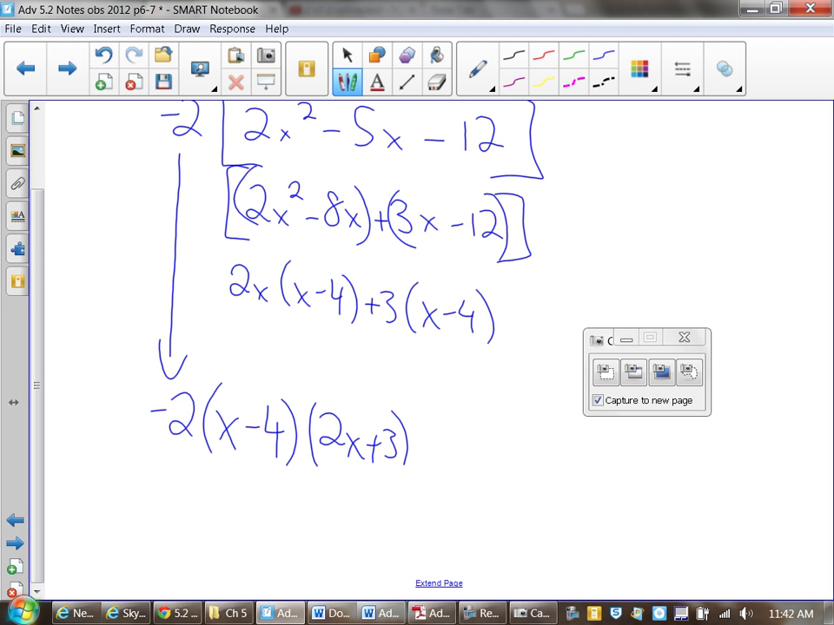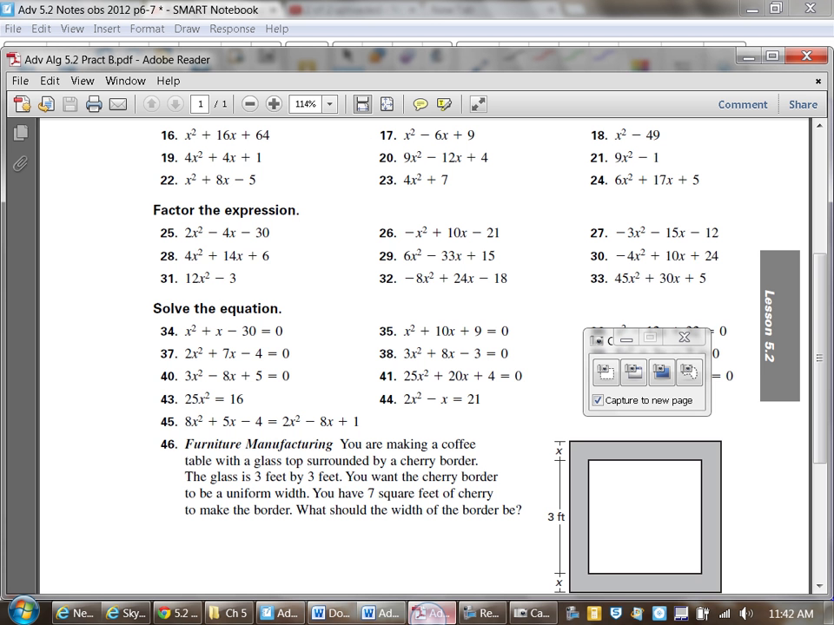Now my answer's good. Take the negative out. You can still factor out the negative. The negative should be out because it needs to be negatives inside. GCFs that you take out, you have to make sure of that.